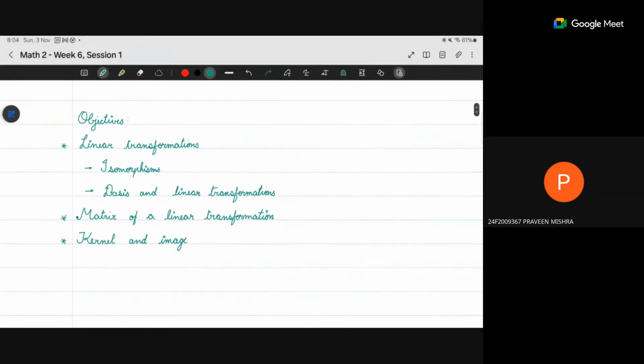So I'm assuming linear transformations have been covered in the last session, and most of week 5 actually has been covered in the last session, right? Yes, sir. I think only linear isomorphisms and how a basis determines a linear transformation, that is remaining.